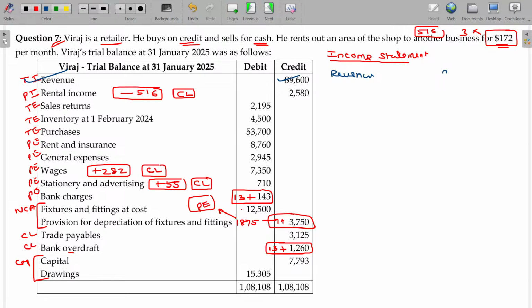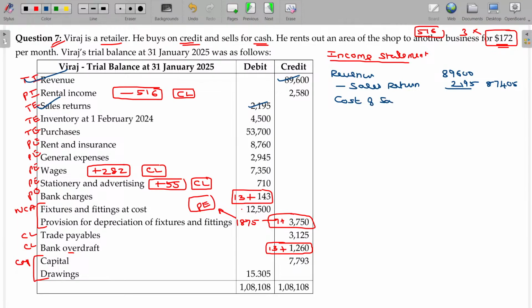89,600. And sales return related to that should be subtracted. Sales return, this value being 2,195. After subtracting, the ultimate net revenue being 87,405. Now from that you have to subtract cost of sales.